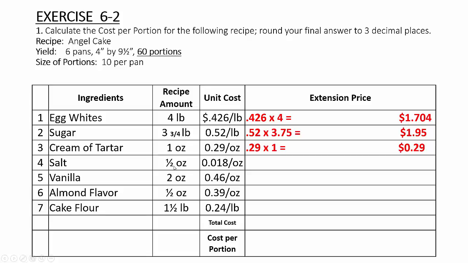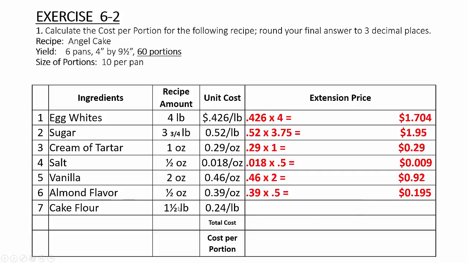Salt, we need 1/2 ounce. It costs us this much per ounce. So let's take the cost per ounce and multiply it by 0.5, the decimal equivalent of 1/2. Or we could have also taken 0.018 and divided it by 2. Either way, this is the cost for the salt. Vanilla, 2 ounces, 46 cents per ounce. 46 times 2, 92 cents for 2 ounces of vanilla. Almond flavoring, another one at 1/2 ounce. There's our cost, 39 cents per ounce. So we have 39 cents times 0.5. There's what it's going to cost us for almond flavoring.